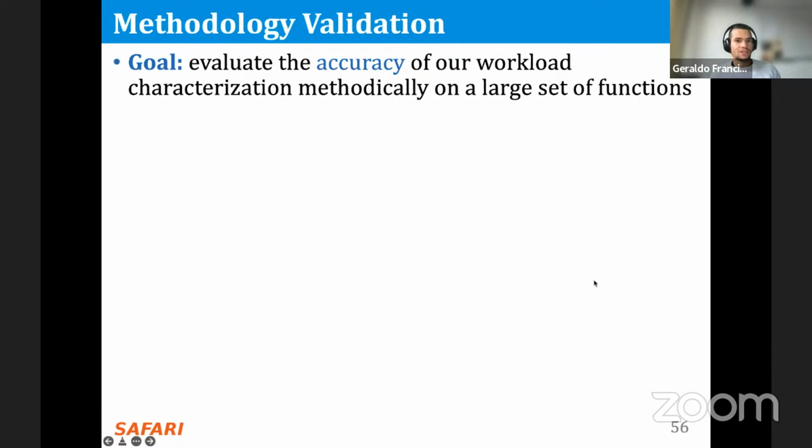Next, we aim to evaluate the accuracy of our workload characterization for a large set of functions. To this end, we apply step 2 and step 3 of our methodology, memory bottleneck classification, to the remaining 100 memory bound functions that we obtain from step 1. Then we perform a two-phase validation to calculate the accuracy of our workload characterization methodology.